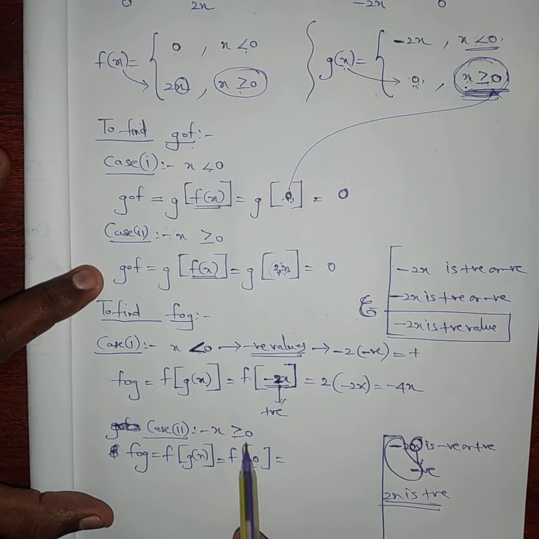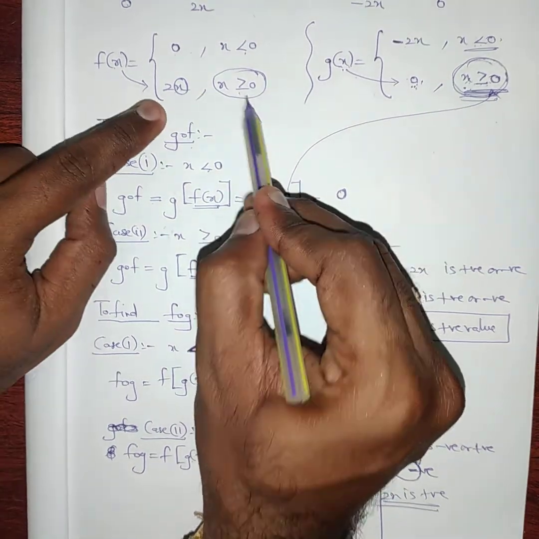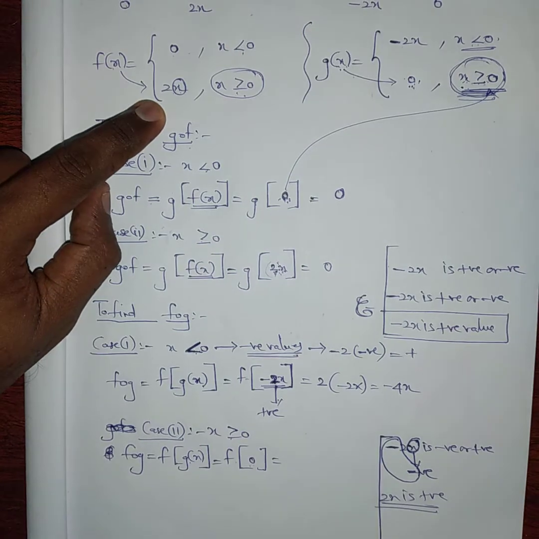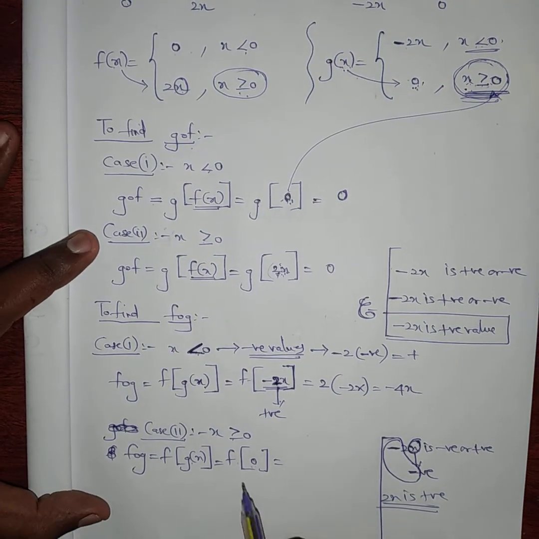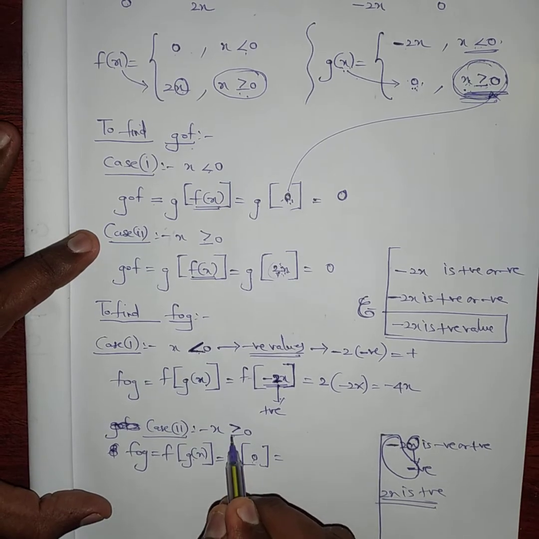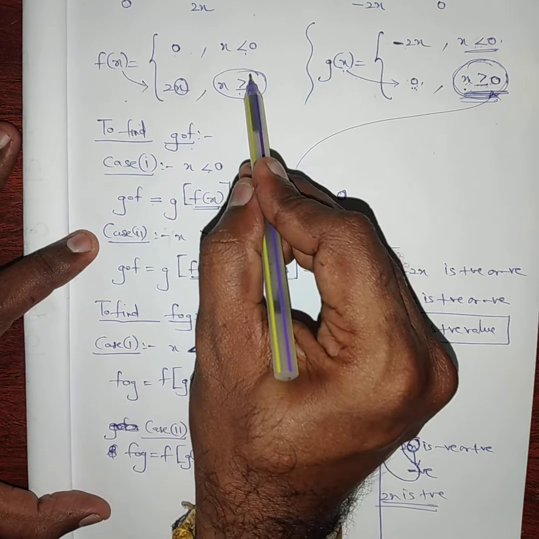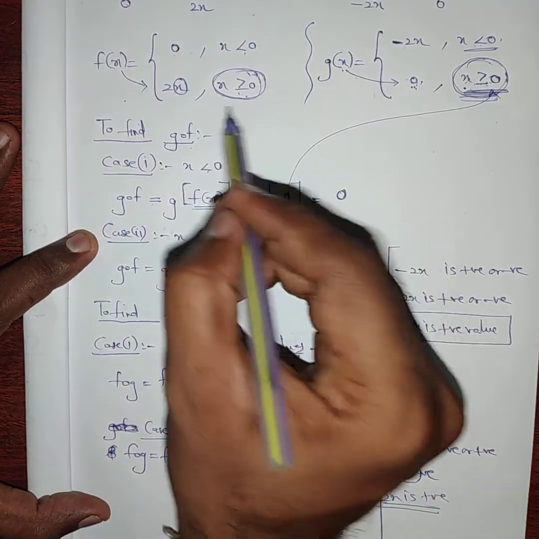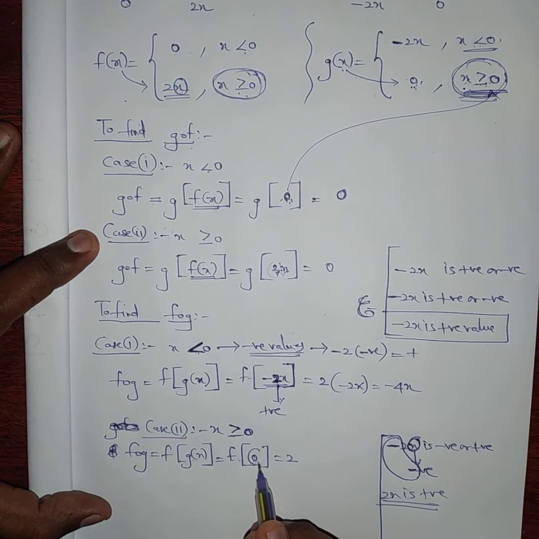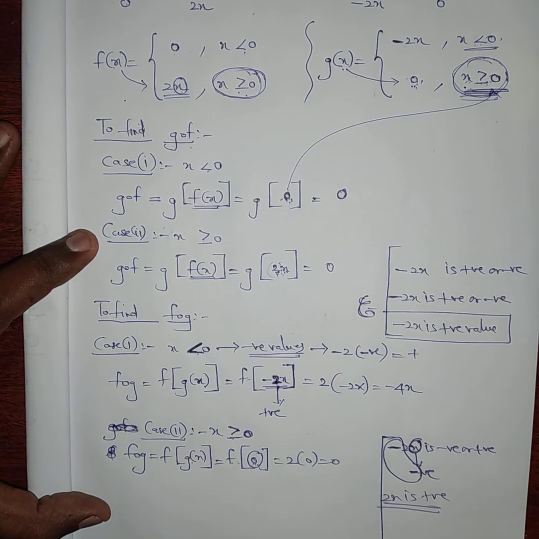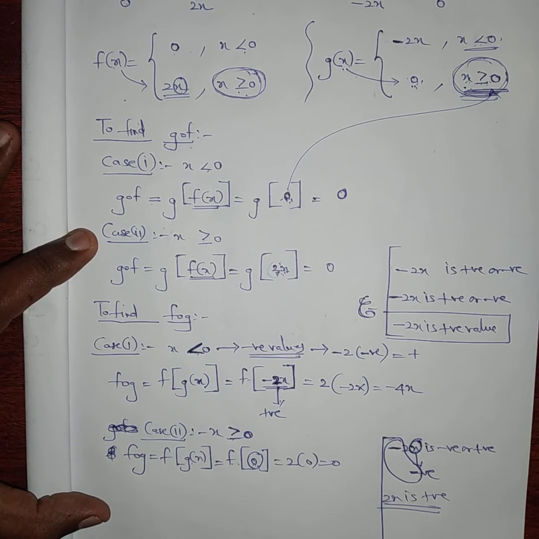f of 0. Where is f of 0 present? Here f of 0 is present. What is the value here? 2x. So I can write 2 into 0. See here, f of 0, x is greater than or equal to 0. If x is greater than 0, this is the value I need to take. What is the function here? 2x. So 2 in place of x, what is present here? 0. 2 into 0 is nothing but 0. So this is our required value.